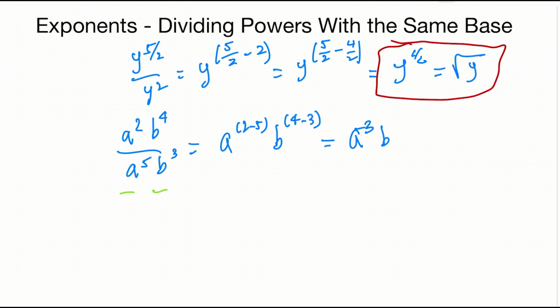So there's our answer. Now, since the minus 3 exponent is on a, it moves to the denominator, and it becomes b over a cubed. And so there's our answer.